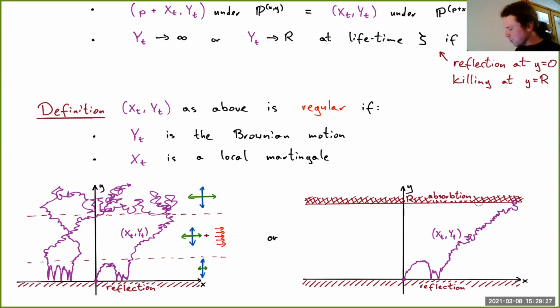And you can add absorption at a certain level. So if R is finite, in the other case considered here, you just do the same. But if your process reaches a certain level, we say we kill it, but it's probably better to think that we absorb it, and every function here must necessarily be zero. All right.